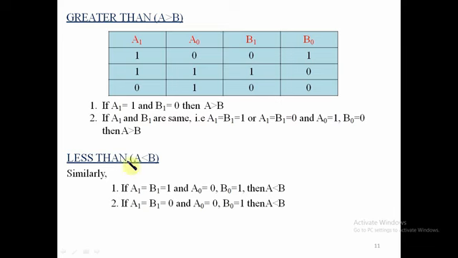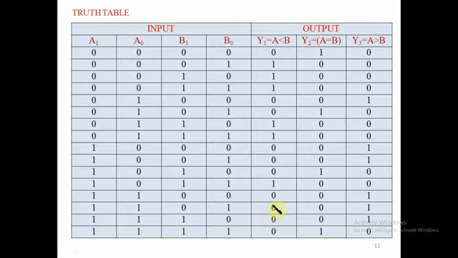For a less than b: a1 equal to b1 equal to 1, and a0 is 0 while b0 is 1, which means b has the higher value, so a is less than b. Okay, same here, another example is given. Two terms are 0 and here there is only 1, again a less than b.